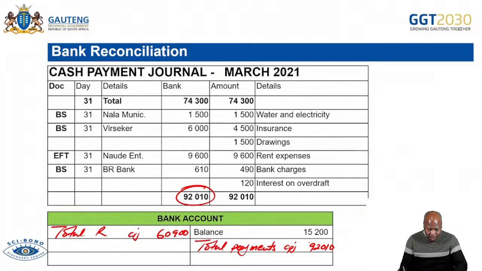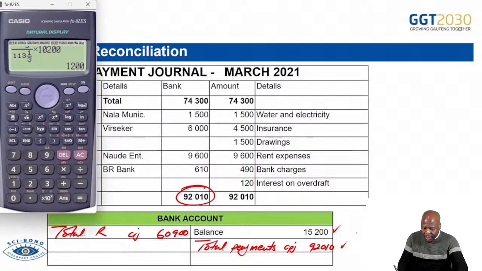I need those calculators closed. All right? I need those calculators. All right? Can we begin? So we're now going to say 15.2 plus 92,010. Let's see if we can do this together.